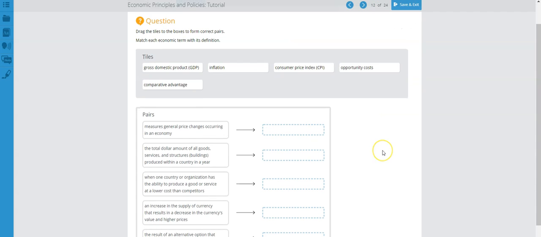Let's move on. We are now on page 12 of the Economic Principles and Policies tutorial, and this is an activity that we've done before. All we're doing is reading the information where it says pairs, and matching that information with the tile. You have 5 different concepts. You grab the concept or the term and plug it where it belongs. Make sure that you do this correctly so that you'll get points right away for it.